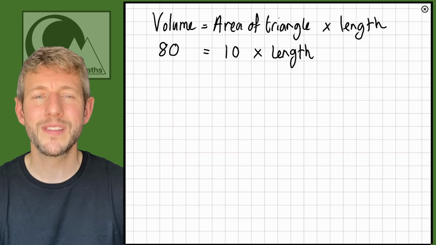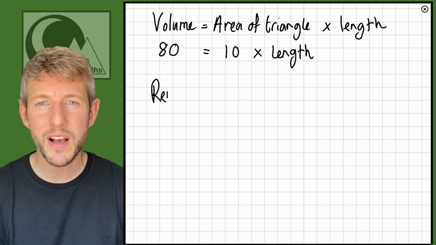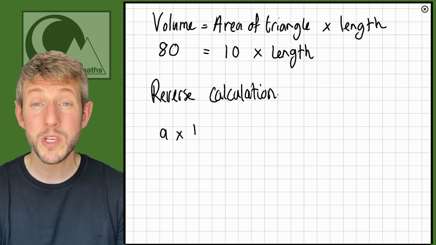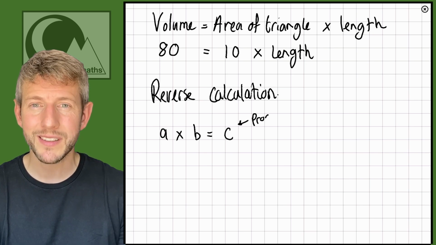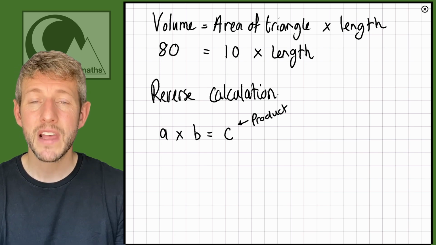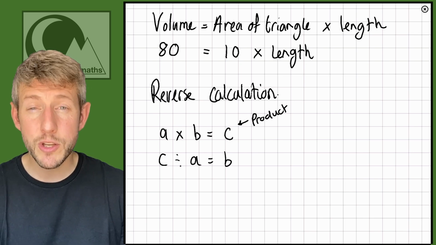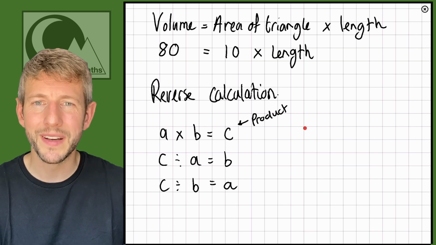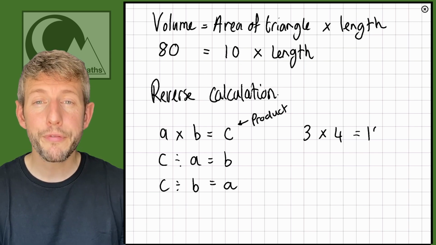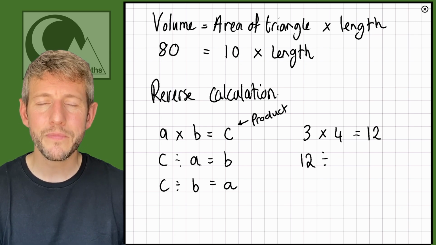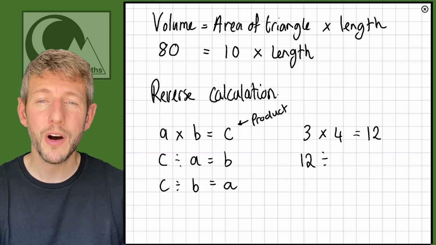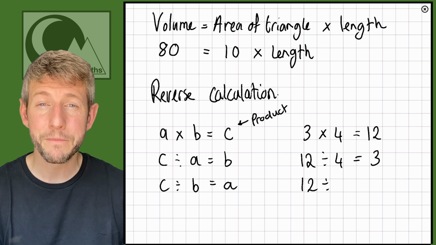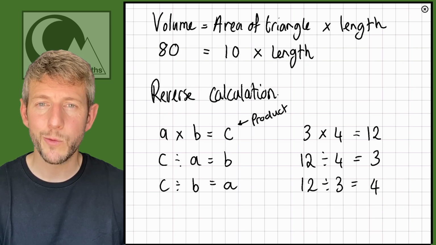But if you can't spot it, this is where we use our reverse calculations, okay? So remember, if two numbers multiplied together to give a product, that's the 80 in this case, then the product divided by either of those two numbers gives you the other number, okay? Remember the example of 3 times 4 equals 12. So if we have 3 times 4 equals 12, we also know that 12 divided by 4 is 3, and 12 divided by 3 equals 4.